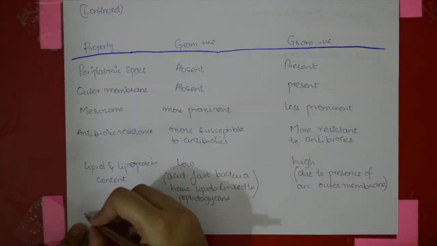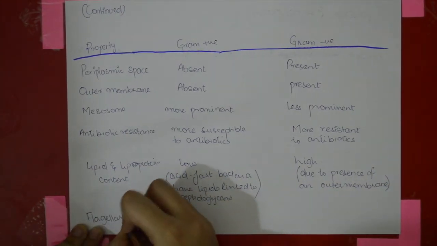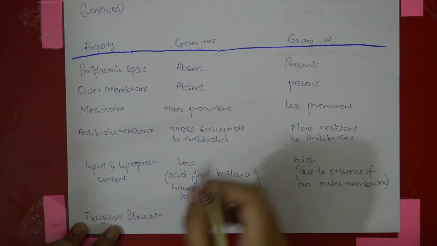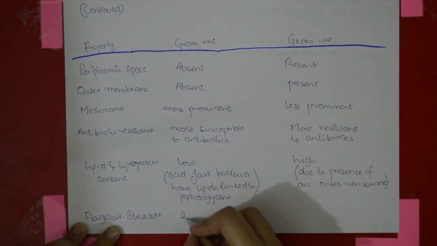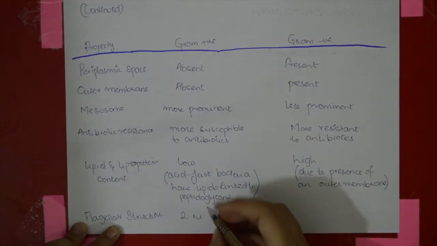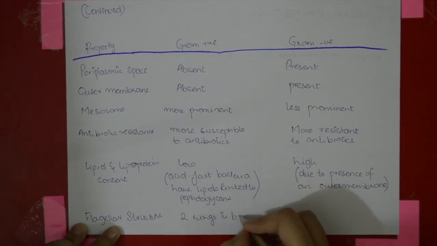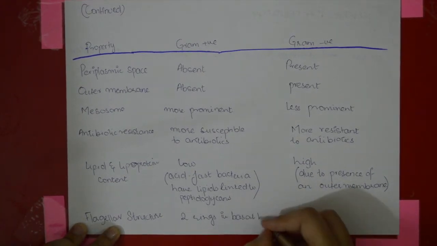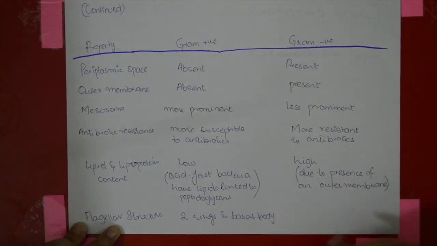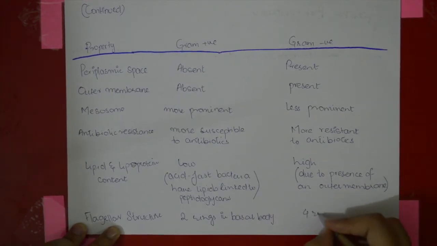Next point can be flagellar structure. So the flagellar structure has two rings. The gram positive have two rings in basal body, but the gram negative has four rings in basal body.